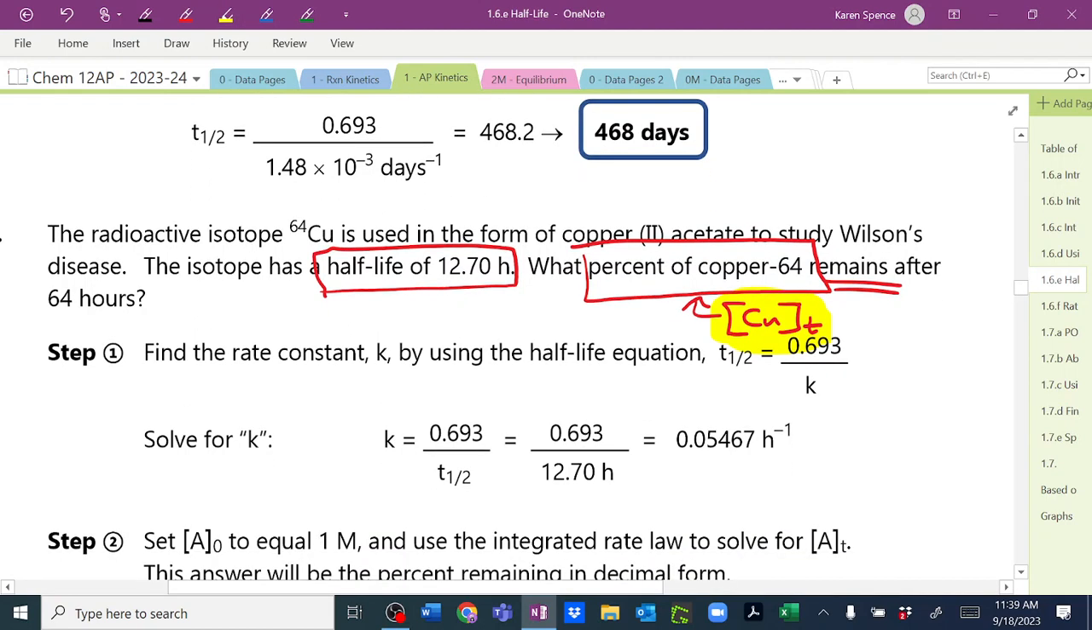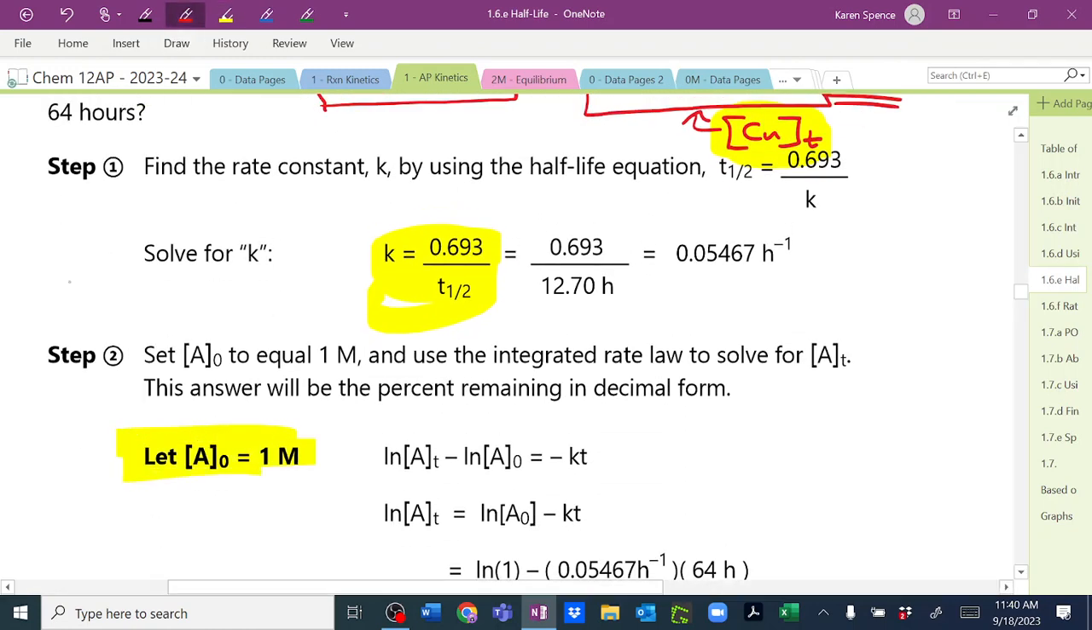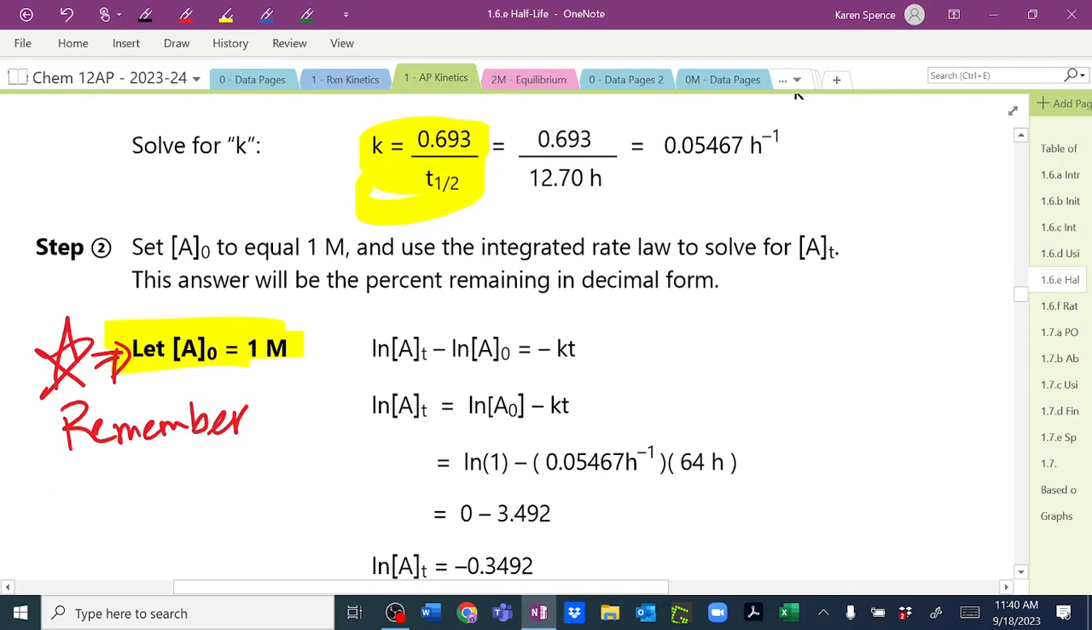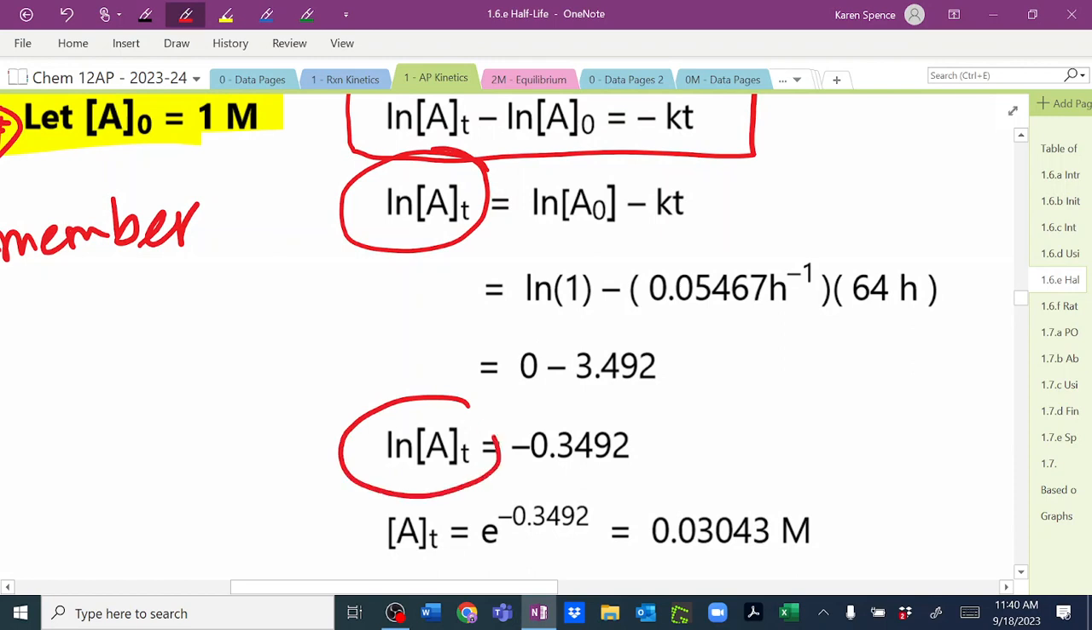So you're going to find the rate constant using this equation. And then once you have found the rate constant, don't forget your let statement. Remember. Okay, so now we're taking our rate law from the data booklet and we're rearranging it to solve for ln of A at time t. Calculation, calculation, calculation, throw in the numbers, and you have now solved for ln of A at time t.